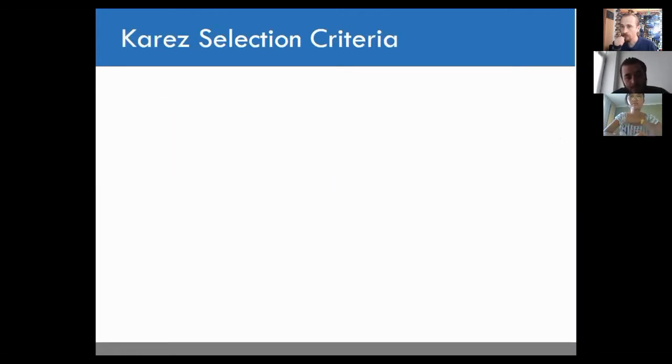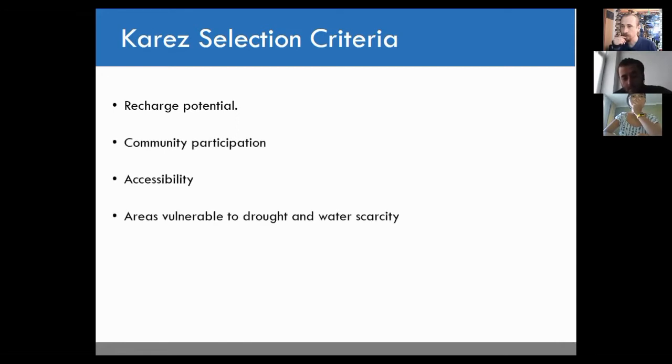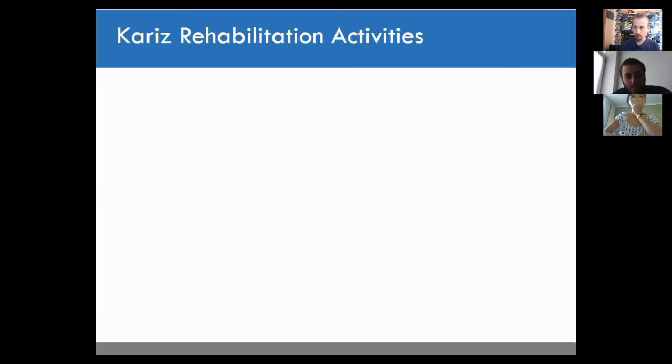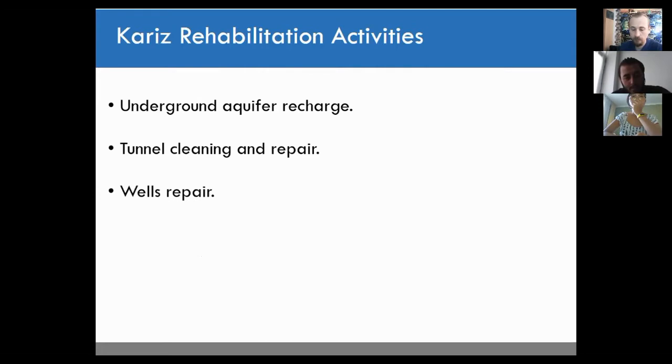Selection criteria to rehabilitate a Kariz are based on the below points. At first, there should be surveyed recharge potential, community participation, accessibility, area vulnerable to drought and water scarcity, and possibility of success. The last one, security. Kariz rehabilitation activities, which have been done so far in Afghanistan by the Ministry of Rural Rehabilitation and Development, can be summarized as below: underground aquifer recharge, tunnel cleaning and repair, wells repair, canal lining, and water reservoir.